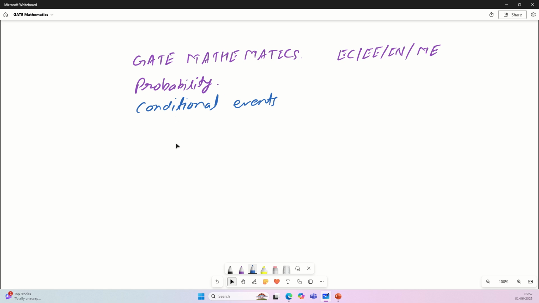So, what we have done is we have seen theory of conditional events under probability. Now we'll solve few questions based on the GATE that has been asked in last years. So, let us say question 1.